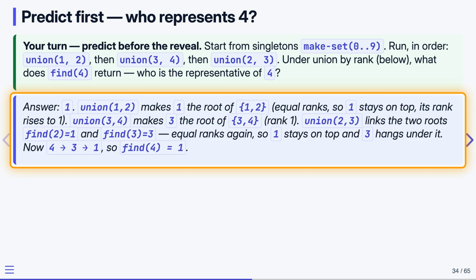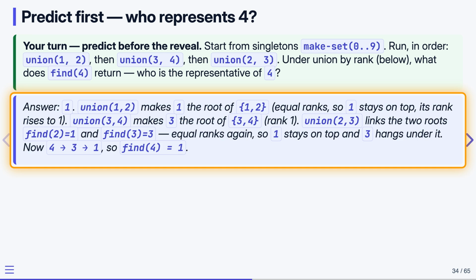The answer is 1. Let's walk through it. Union of 1 and 2 makes 1 the root of the group with 1 and 2. Their ranks were equal, so 1 stays on top and its rank rises to 1. Union of 3 and 4 makes 3 the root of the group with 3 and 4. Now union of 2 and 3 links the 2 roots. Find of 2 is 1 and find of 3 is 3. Their ranks are equal again, so 1 stays on top and 3 hangs under it.